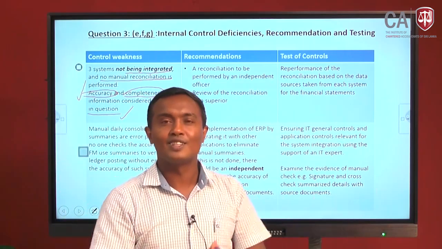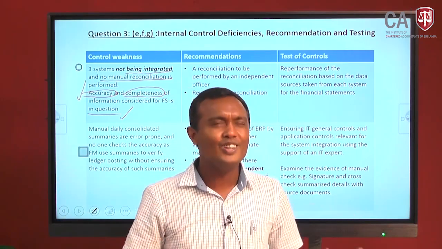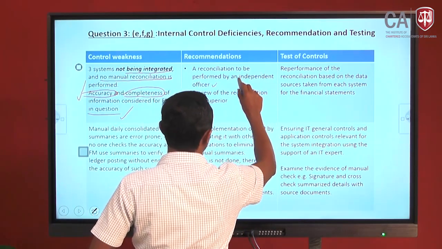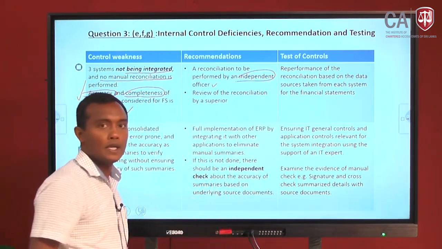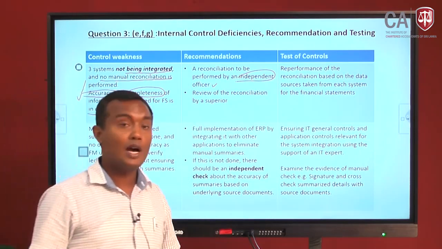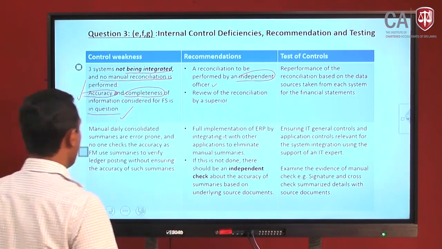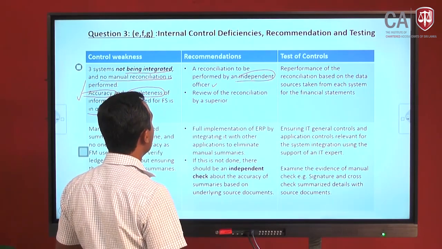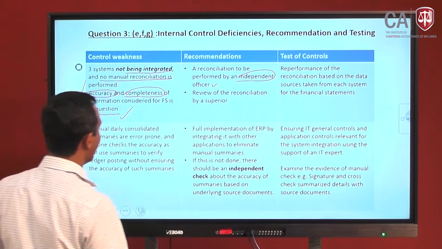That is our question. So what? Either you integrate the system or do a reconciliation. Those 2 are the things we can do. A reconciliation has to be performed by an independent person. Remember, this is very important. If a reconciliation is done, it has to be done by an independent person, and then ideally such reconciliation should be reviewed by a supervisor, right.